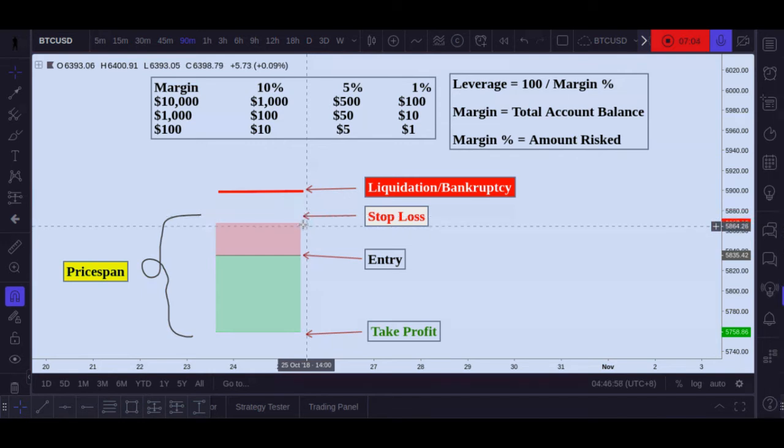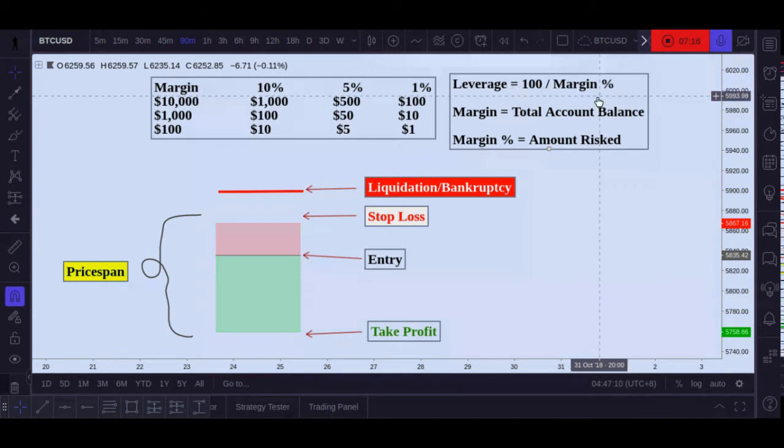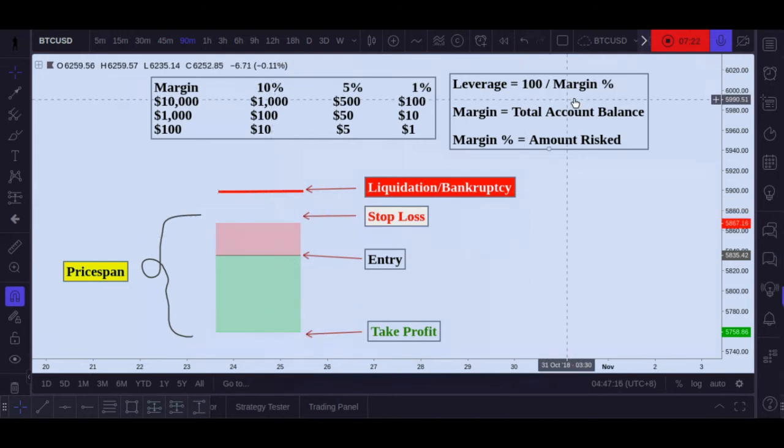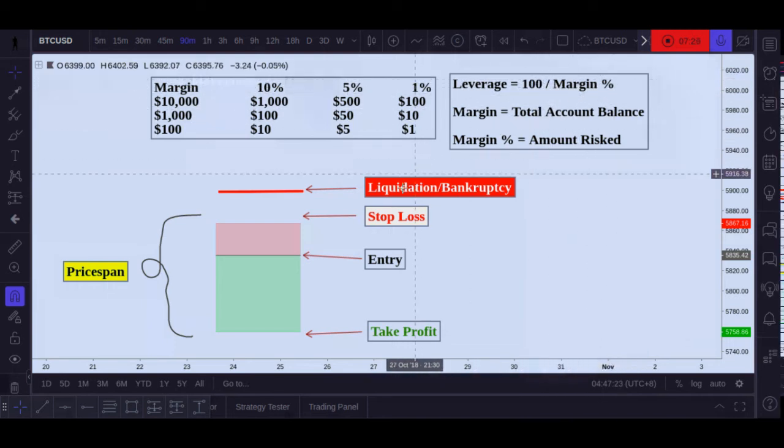So if you're risking 5% with the same position size, if we enter the calculations, leverage equals 100 over margin percentage. Before we were risking 10%. 100 over 10, if you do that simple math, that's 10. That means you're using 10x leverage. 10x leverage is right because you are risking $1,000. 1,000 times 10 equals 10,000. So you are risking $1,000, which is 10x leverage.